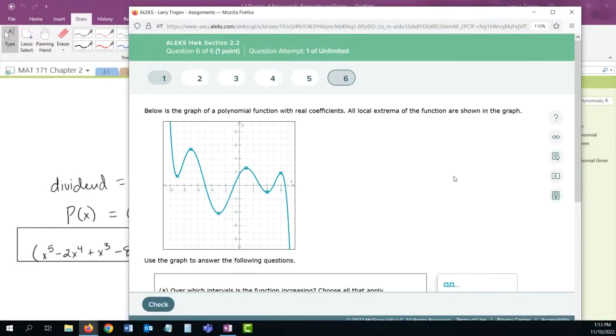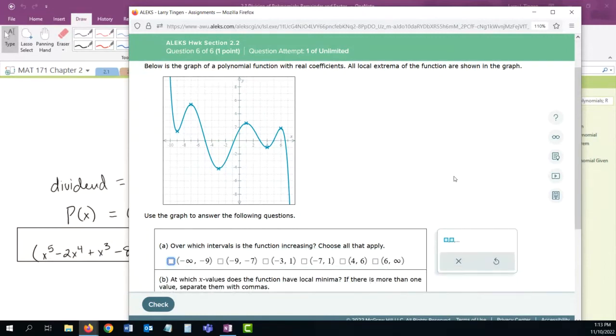Below is a graph of a polynomial function with real coefficients. All local extrema of the function are shown in the graph. Determine the factor. All the local extrema are marked with the little x's. Okay. Over what intervals is the function increasing?